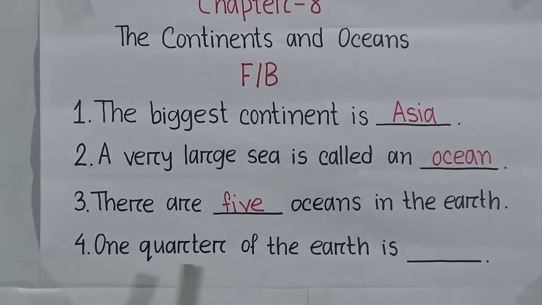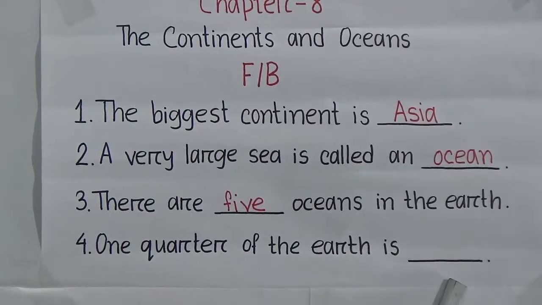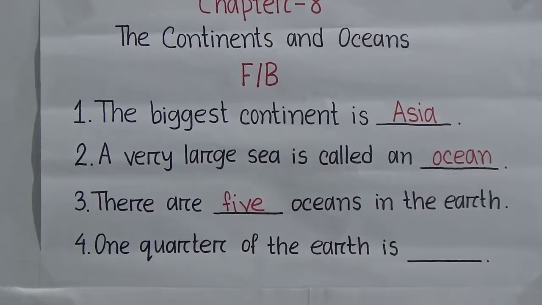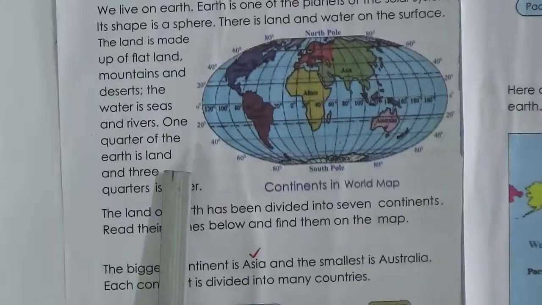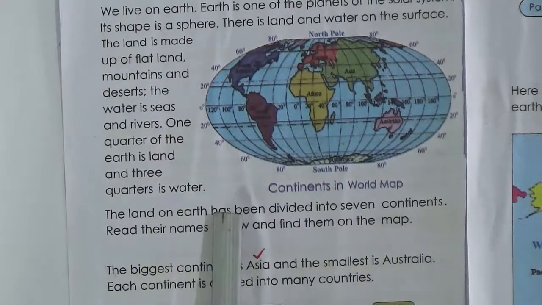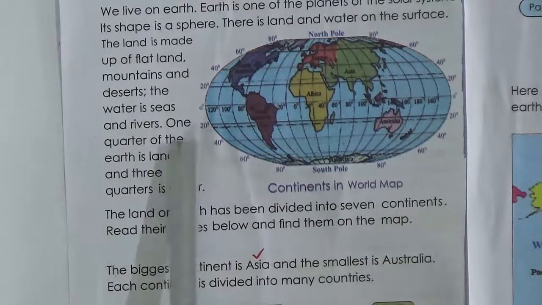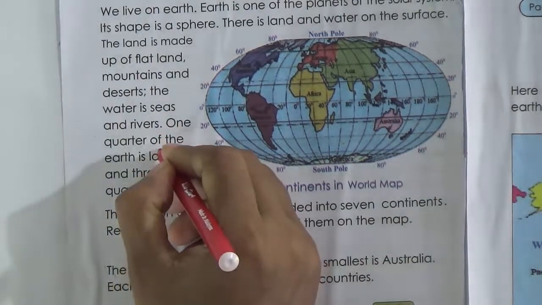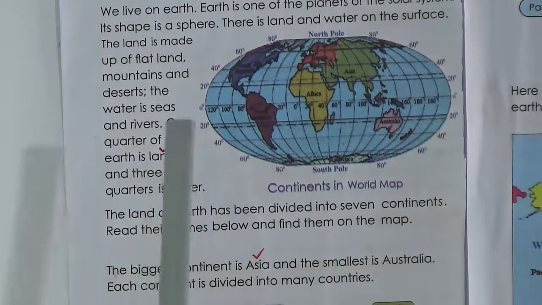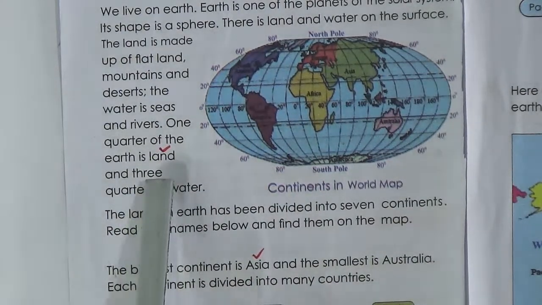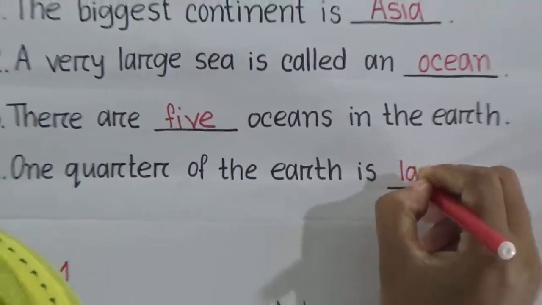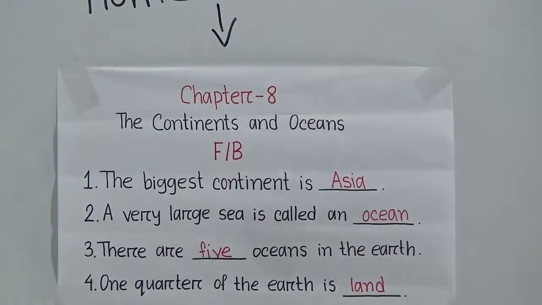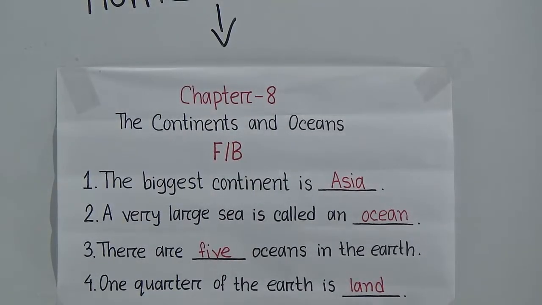Number 4, 1/4 of the earth is dash. Come to lesson 1. 1/4 of the earth is land and 3/4 is water. So, water is 3/4 and land is 1/4. If you find the answer, you have to come to lesson 1. In this line, you will find the answer. So, 1/4 of the earth is land. In the gap, you have to write land. L-A-N-D. Land.